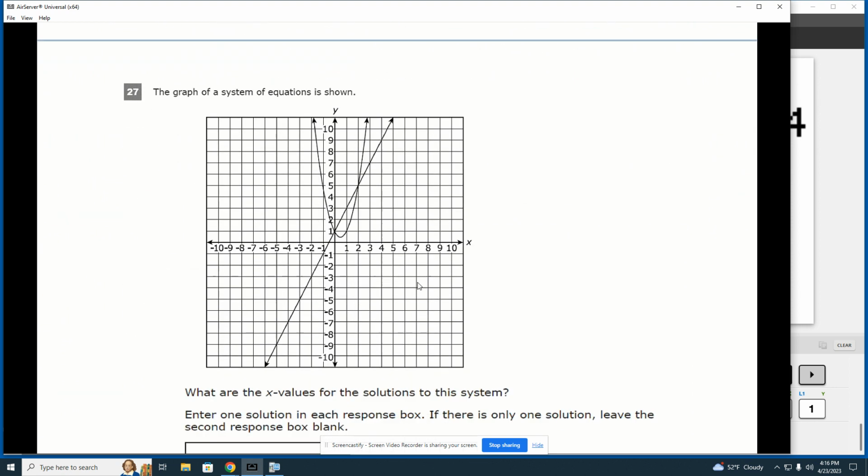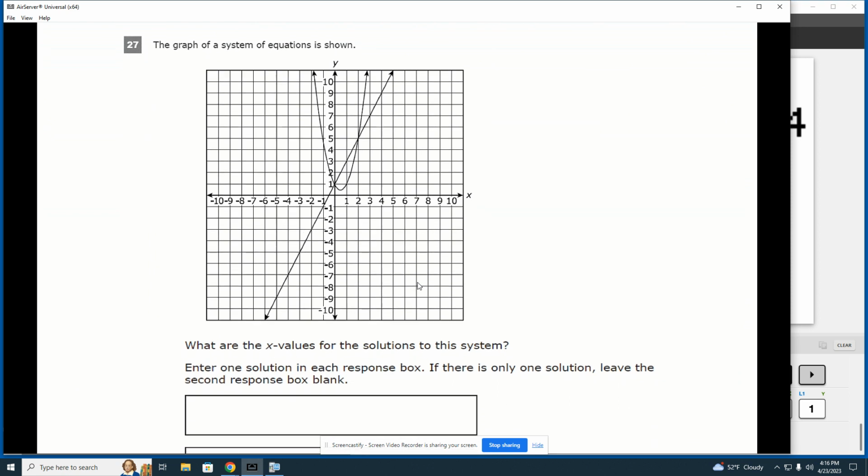Moving on. Number 27. The graph is shown below. Okay, remember this. 2 graphs. System of equations. So our focus are, where do they cross? They cross right there at 0, 1. And they cross right there at 2, 5.